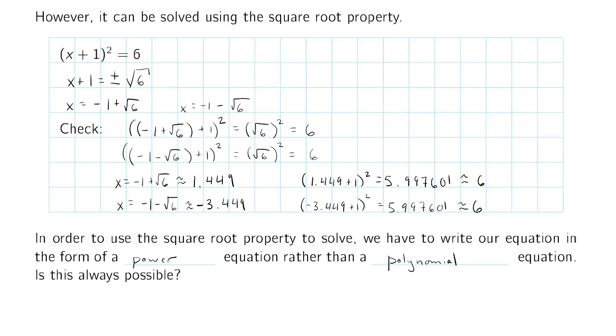If we come across a quadratic equation in the wild, is it always going to be possible to write it as a power equation? It's going to turn out that it is possible, but we're not going to see why quite yet. In order to get to the point where we can see why this will always be possible, we're next going to talk about the graphs of quadratic functions.